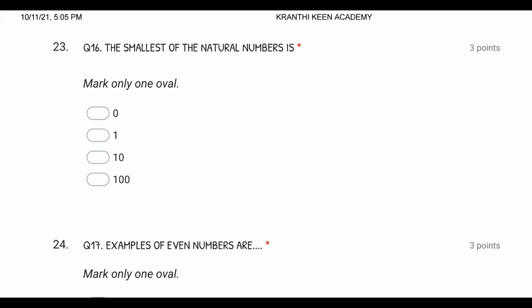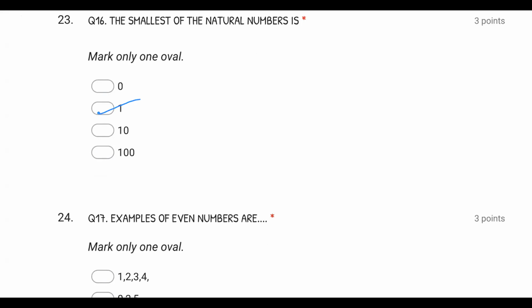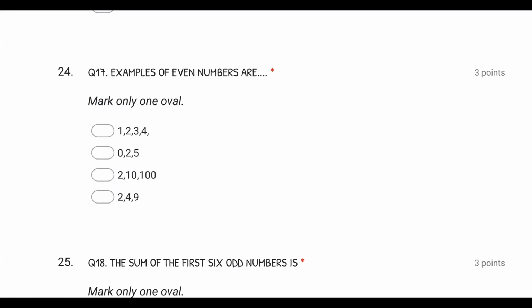Next question, the smallest of the natural numbers. Natural numbers start from 1. The answer is 1. And next, the examples of even numbers. Even numbers means what? The group of numbers, all even numbers. Means the answer is 2, 10, 100.